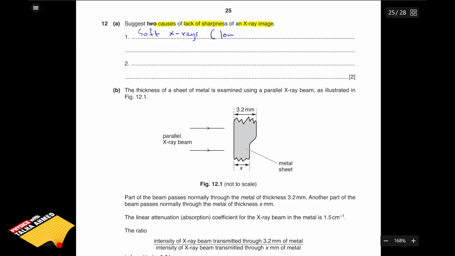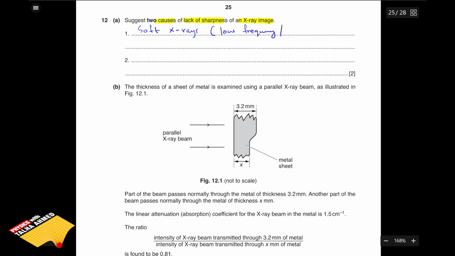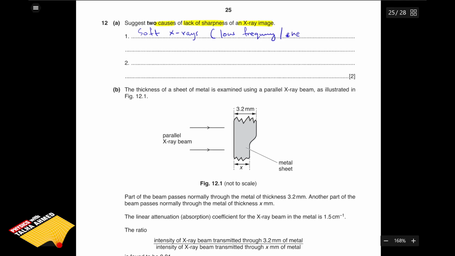Well, two things that are very necessary for the X-ray to be sharp. First, the X-rays need to have high energy, so their frequency must be large and their wavelength must be short. We call them hard X-rays, and the low energy X-rays are called soft X-rays. So it is very important that you have high energy X-rays. One of the reasons for the lack of sharpness could be soft X-rays, X-rays with low frequency or low energy.